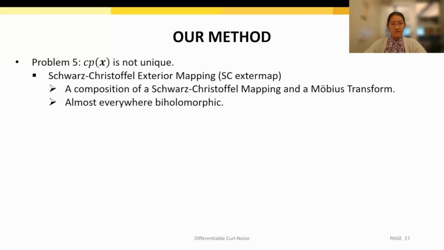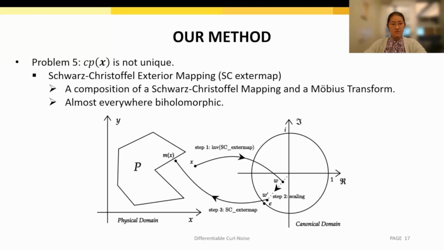Now, let me introduce our three-step algorithm based on the Schwarz-Christoffel exterior mapping and its inverse. Imagine the 2D Cartesian coordinates as a complex plane, and we thus have a complex query point location. We first use the inverse Schwarz-Christoffel exterior map to send the complex query point to a point in a unit disk, say W. Then we scale W to W prime, which is epsilon close to the boundary of the complex unit disk. We do not scale it to the boundary since the prevertices are on the boundary and are not differentiable, and we want to avoid that.